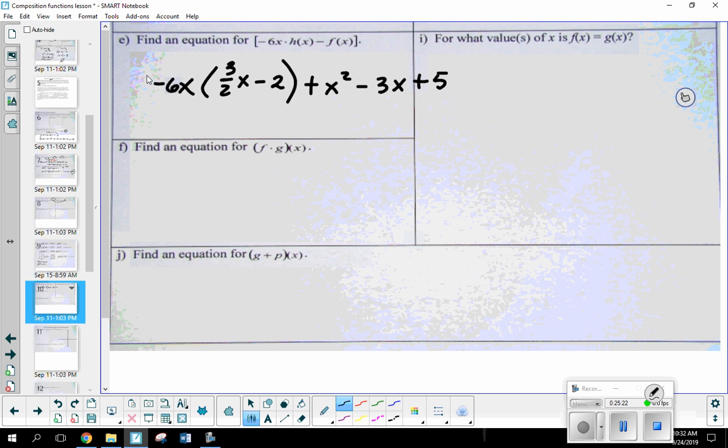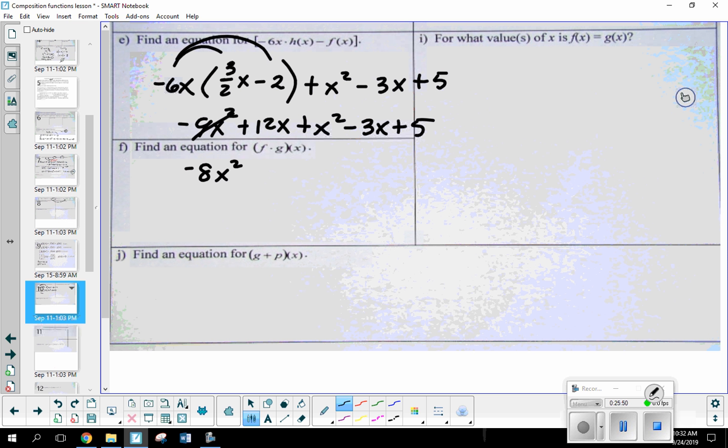And once again, it just comes right down to your algebra skills, just what you've been doing for years. Somebody distribute that negative 6x for me. What do I get? Okay, negative 9x squared plus 12x. And then we have the plus x squared minus 3x plus 5. Then just combine your like terms. We have how many x squareds? Okay, negative 8. Those are going to cancel. X's. Plus 9x. And then it looks like we have the plus 5 at the end.